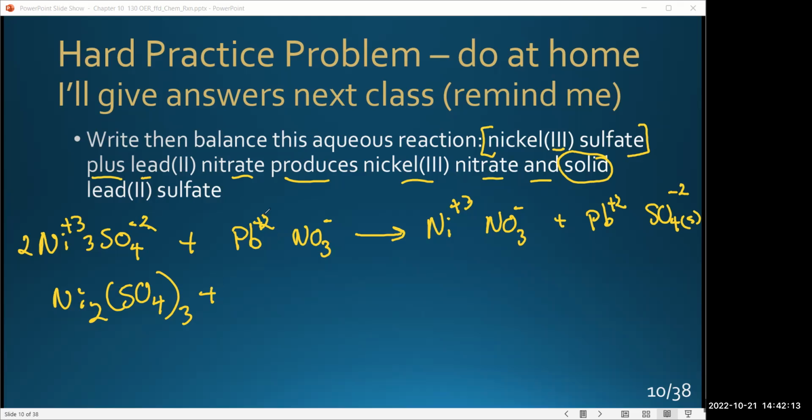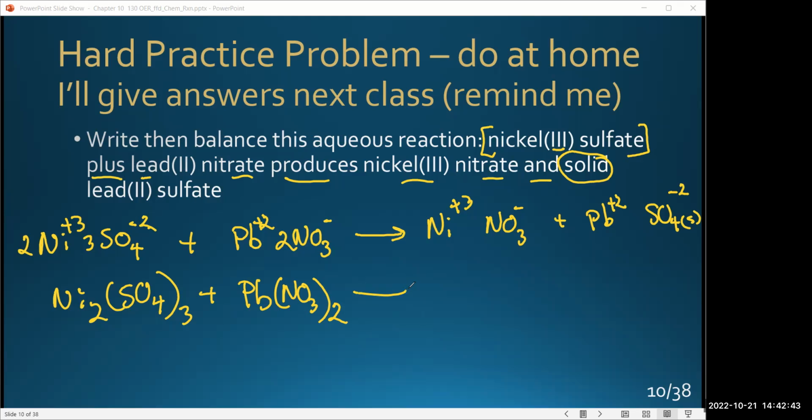Plus, we have lead +2, and the nitrates are -1. That tells me I need 2 nitrates for every lead +2. So its formula is Pb, parentheses, because this is a polyatomic ion, and we keep it together as a unit like the sulfate, and I use the parentheses, subscript 2. So that is the formula for lead(II) nitrate.